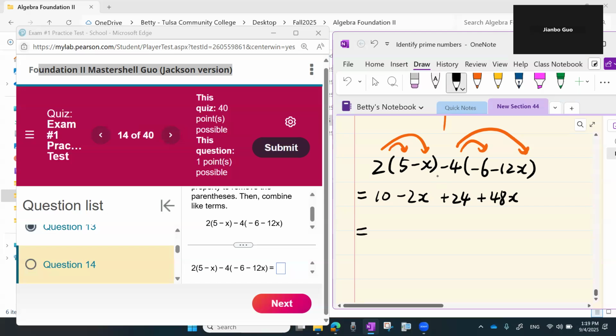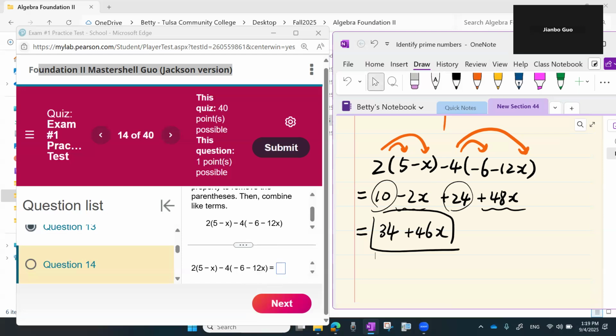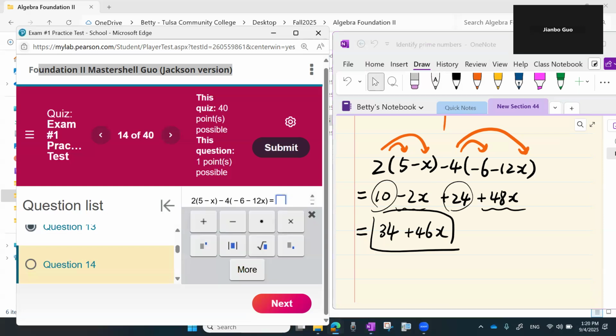Okay. And then among the 4 terms, we can combine the 2 constants, 10 plus 24, 34. And negative 2x, positive 48x, 48 minus 2, 46x. And the answer is an expression in x, 34 plus 46x. You would have to enter the result manually. It's not a multiple choice question. 34 plus 46x.